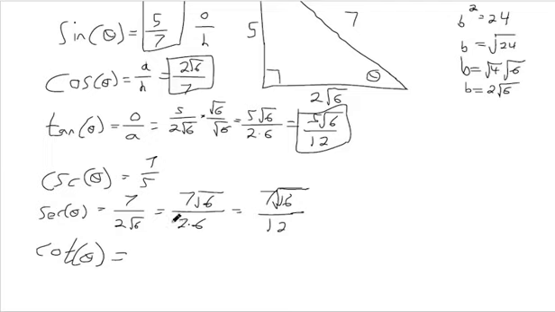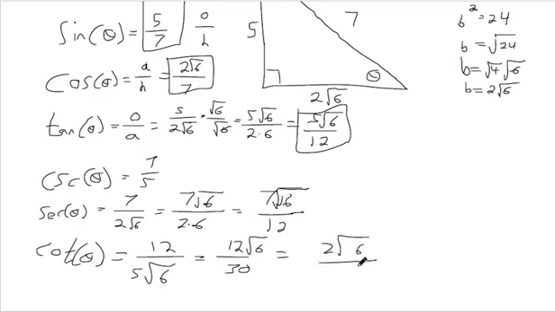And then cotangent, just the reciprocal of tangent. So we get 12 over 5 square roots of 6. But again, we like to rationalize the denominator. Multiply the top and the bottom by square root of 6. And on bottom, that's 5 times 6. That's going to be 30. So we can simplify. That's 2 square roots of 6 over 15.